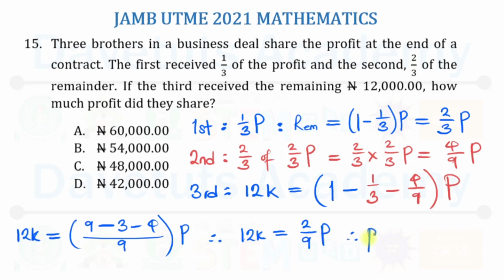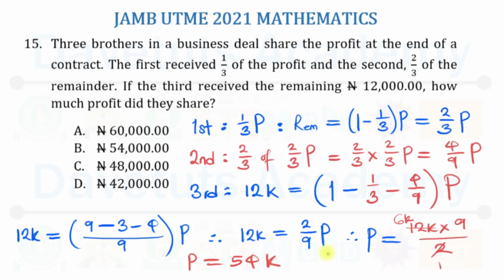And P will be just a matter of cross multiplying. It's as if I have 12K over 1. If I cross multiply, then P will be 12K times 9/2. Okay, 2 here 1, 2 in 12K is 6K. 6K times 9, that's going to be 54K. So my P is nothing but 54K.